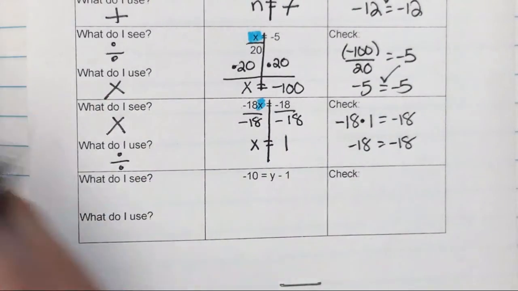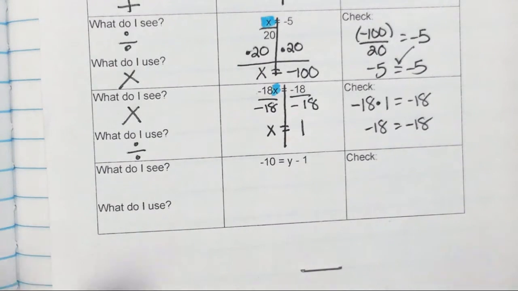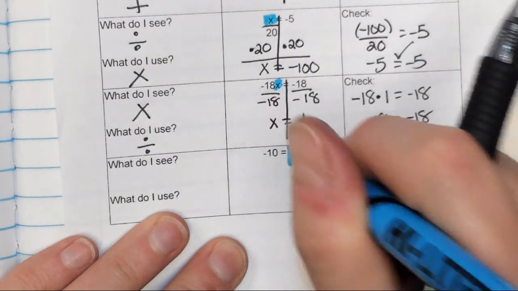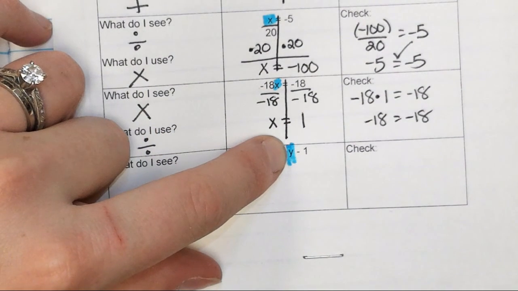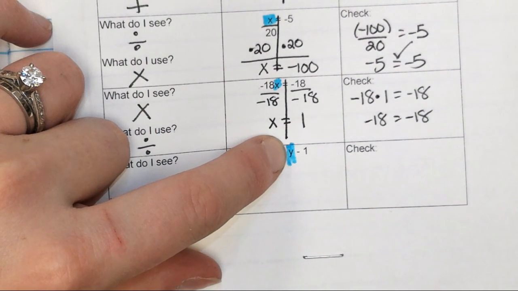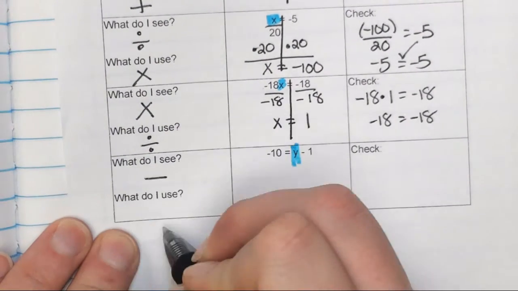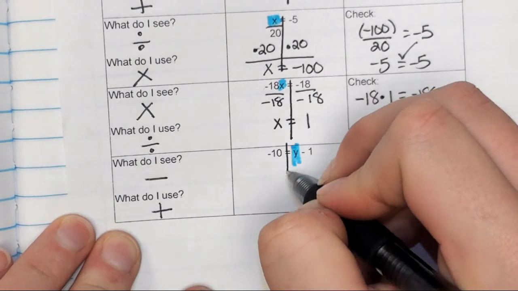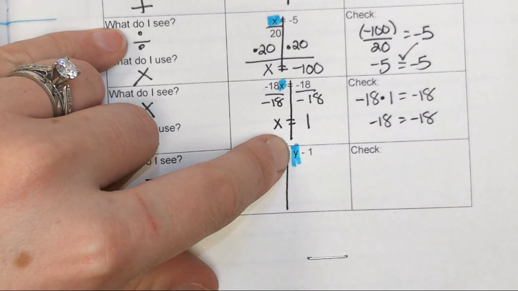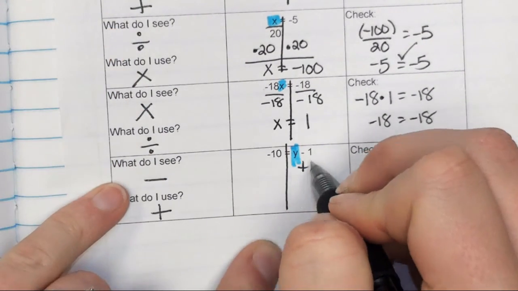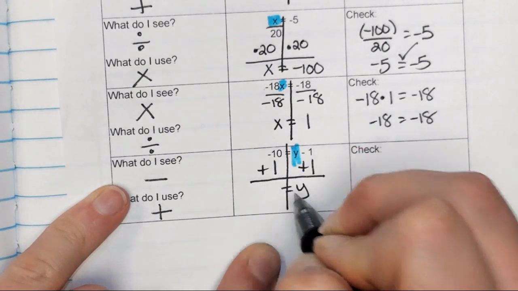All right, last one. I have negative 10 equals y minus 1. Variable's on the right this time, so I'm focused on the right-hand side of my equation. Cover up on the left, I have y minus 1. So I see subtraction with the variable. So I'm going to use addition to solve, so I'm drawing the line down the middle. I subtracted a 1, so I'm going to need to add 1 to both sides. Left with a y on the right.